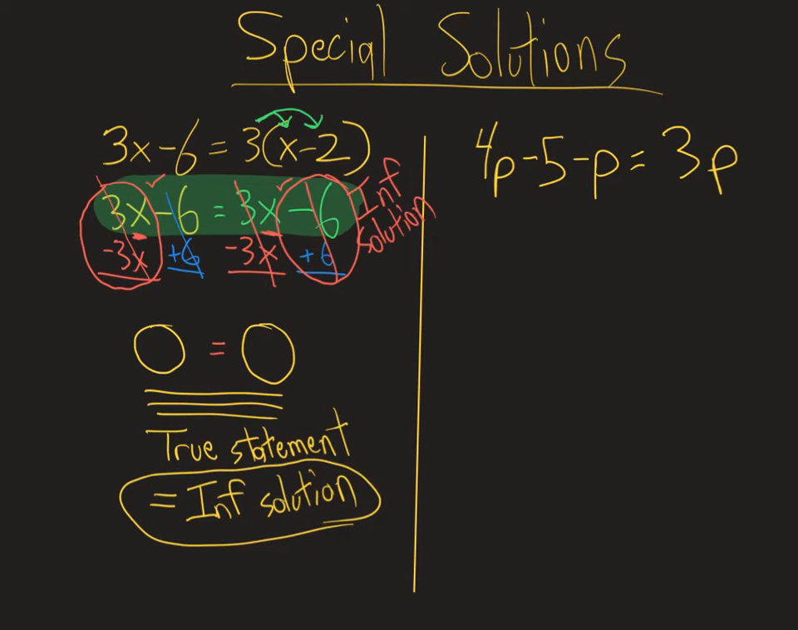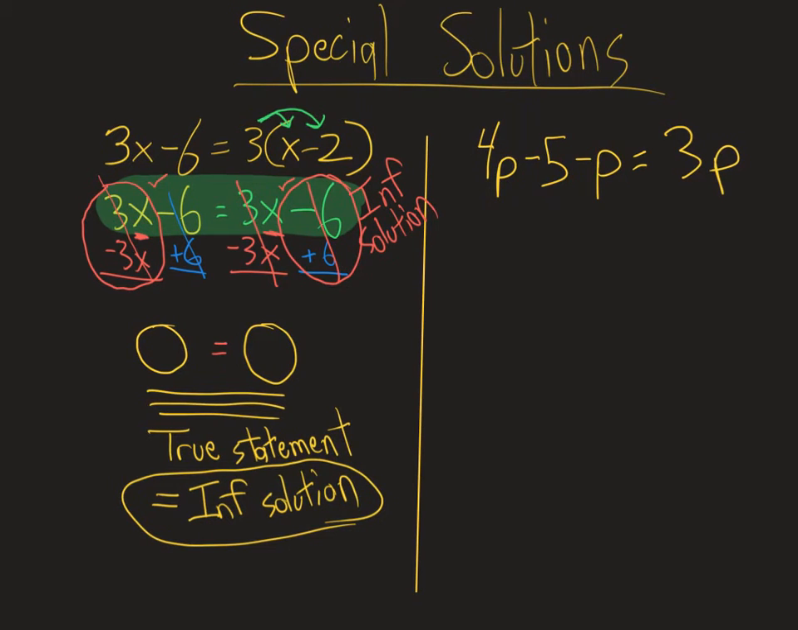Let's look at the other one. Here I've got 4p minus 5 minus p equals 3p. I'm going to do what I always do. There's no distributing, so I'm going to start with combining like terms. 4p minus p, 3p, copy down everything I haven't used yet. And hopefully you guys are noticing at this point.